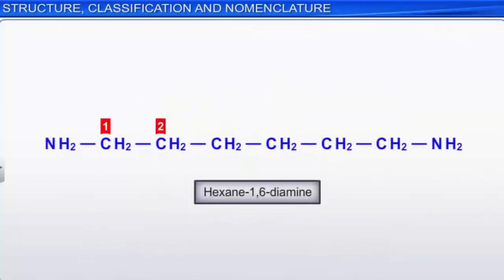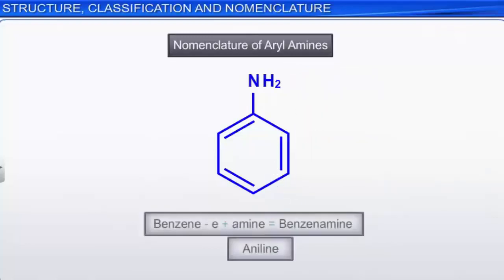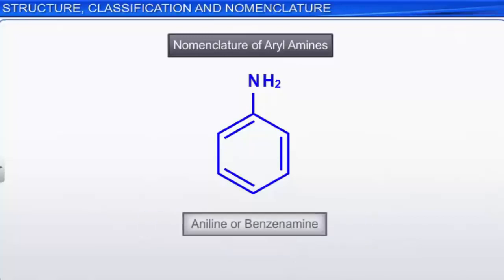Similarly, the given compound with two amine groups at 1 and 6 positions is named hexane-1,6-diamine. Now let us see the nomenclature of aryl amines. While naming aryl amines according to the IUPAC system, the suffix e of the arene is replaced by amine. Thus, in the IUPAC system, aniline is named benzenamine. Note that aniline has also been accepted as the IUPAC name.